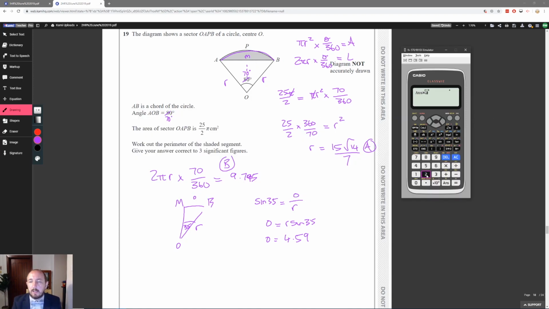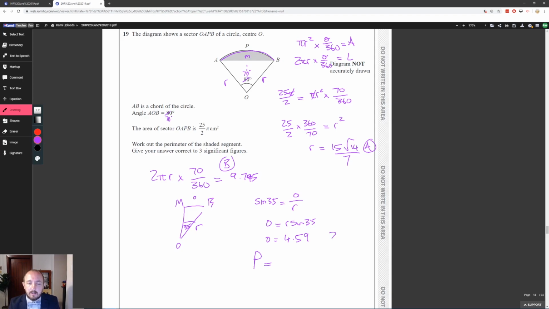So I'm going to multiply that by 2 to give me 9.19. And then add that to APB, which was B. So I'm going to add that to B in my memory. And that gives 18.99. So to 3 significant figures, the perimeter is 2 times the length we worked out, plus APB, and that gave us 19.0 to 3SF.